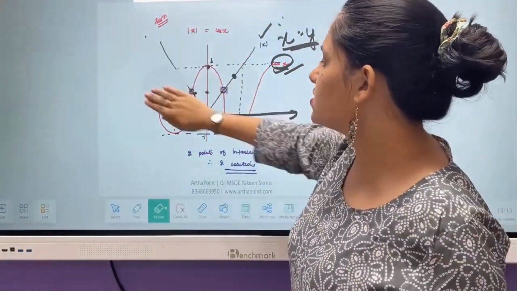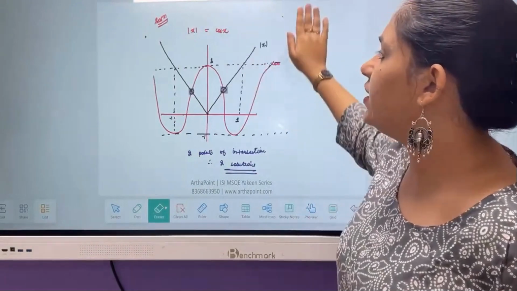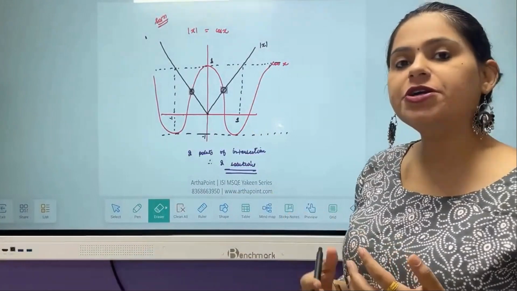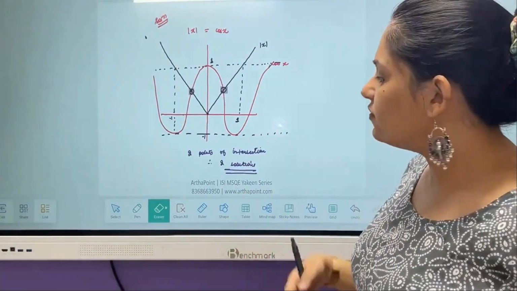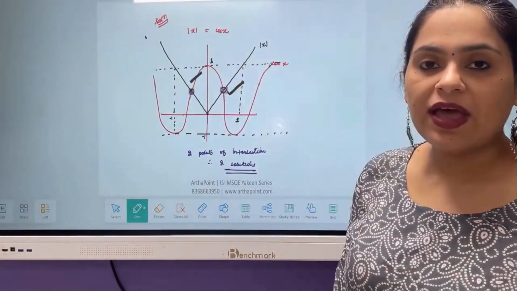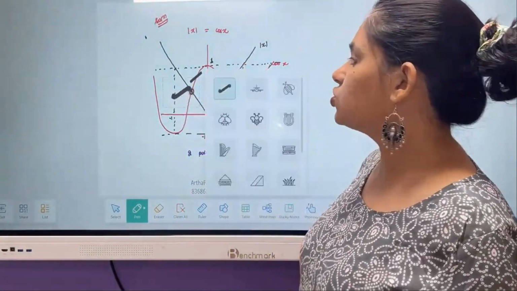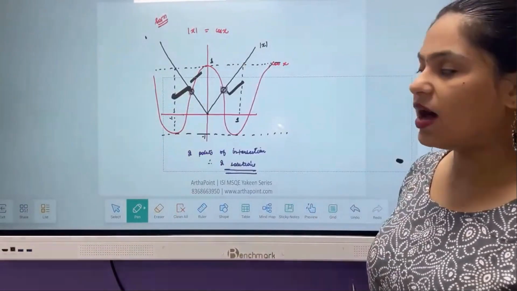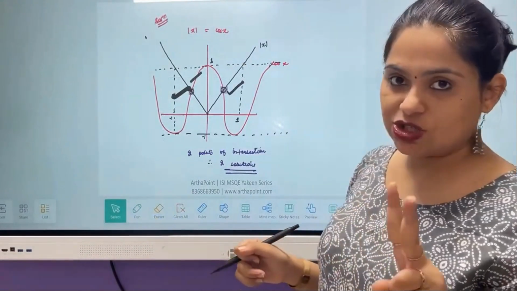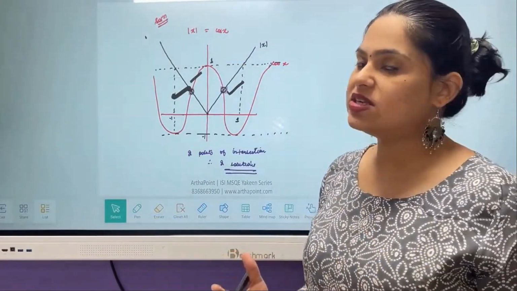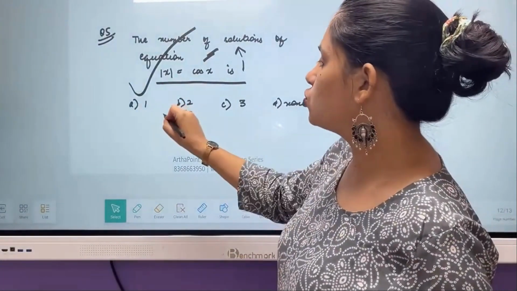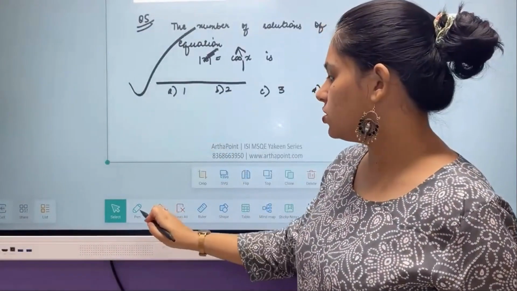So what I have done in this case is, I have gone ahead and plotted the mod of x diagram. I have plotted the cos x diagram and I am trying to see where the two will intersect with each other. And wherever the two intersect with each other, that is when I find out the equilibrium. So two intersections are coming and therefore I see that the answer to this question is going to be 2. So that's the answer to this question that we have.